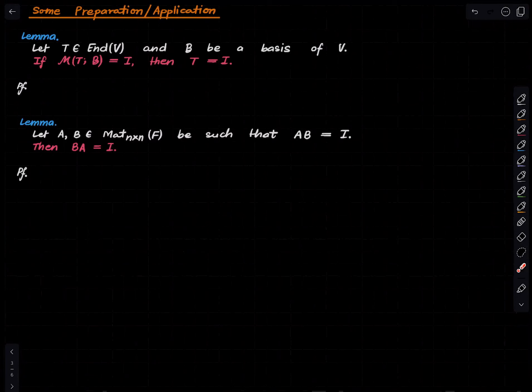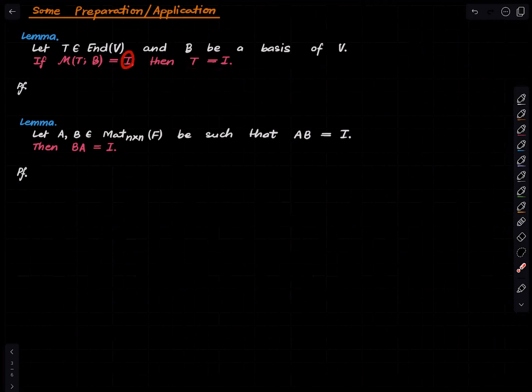Another application, if you will. So first, a very simple exercise. Fix an endomorphism T and let B be a basis of the vector space. If the matrix of T with respect to the basis is identity, then T itself is identity.